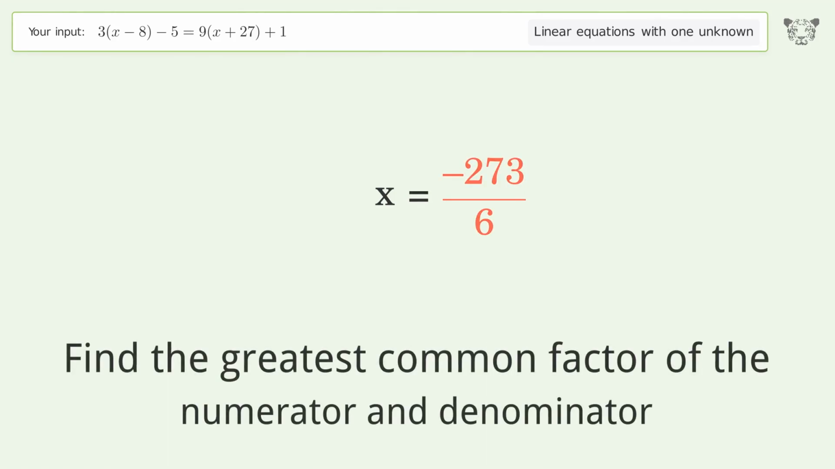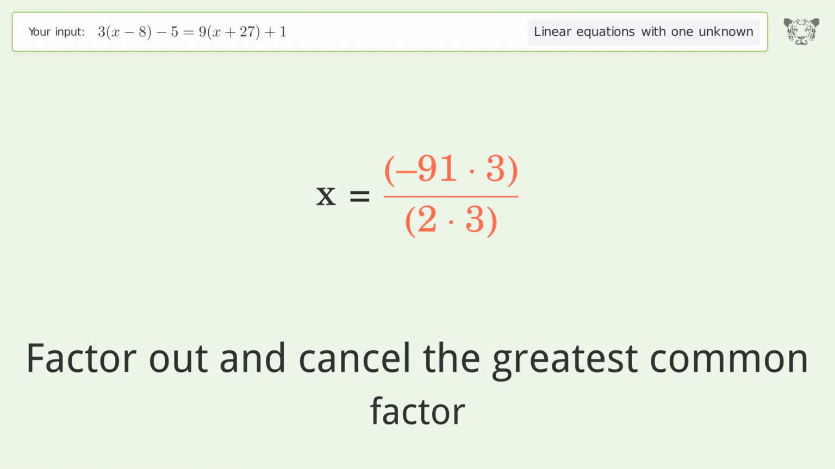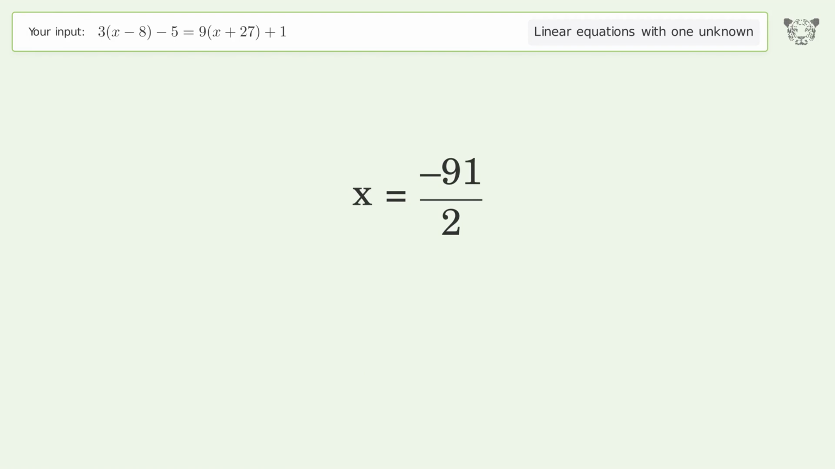Find the greatest common factor of the numerator and denominator. Factor out and cancel the greatest common factor. And so the final result is x equals -91/2.